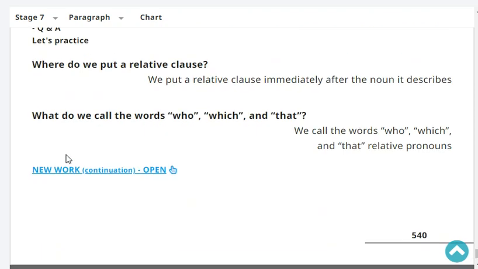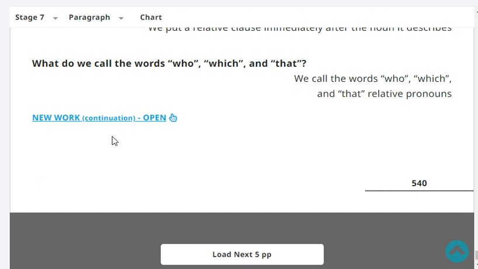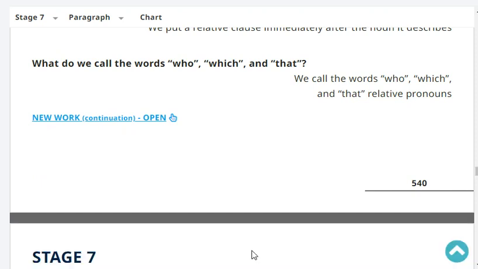Okay, let's practice. Where do we put a relative clause? We put a relative clause immediately after the noun it describes. What do we call the words who, which, and that? We call the words who, which, and that relative pronouns. Very good.